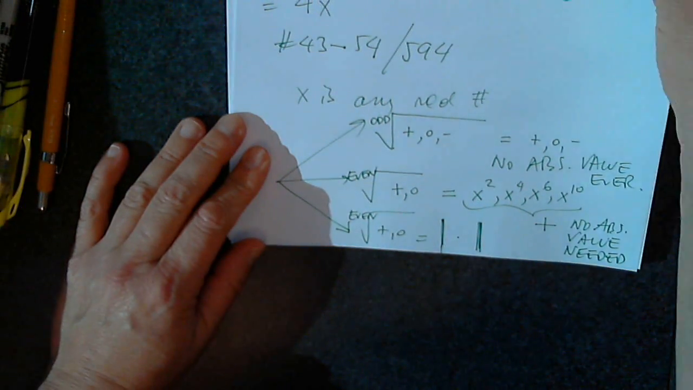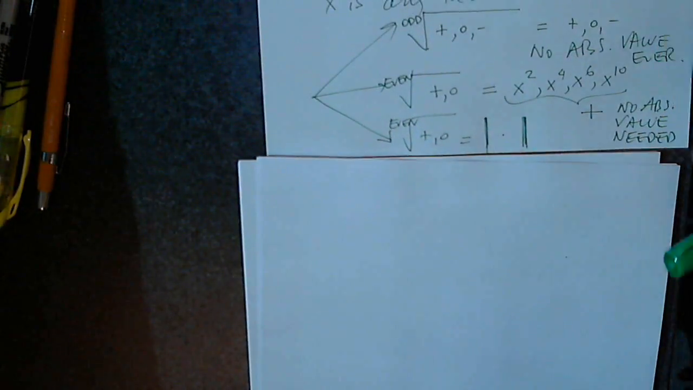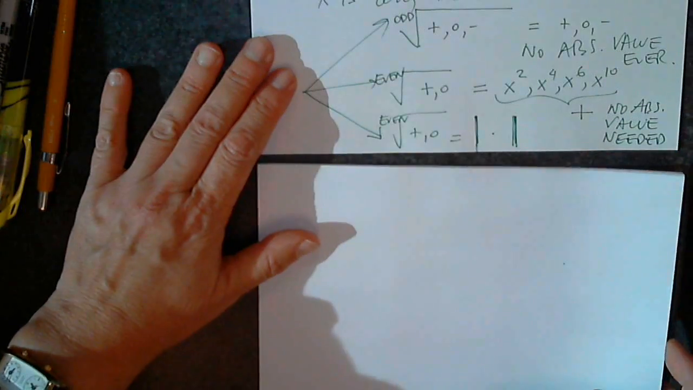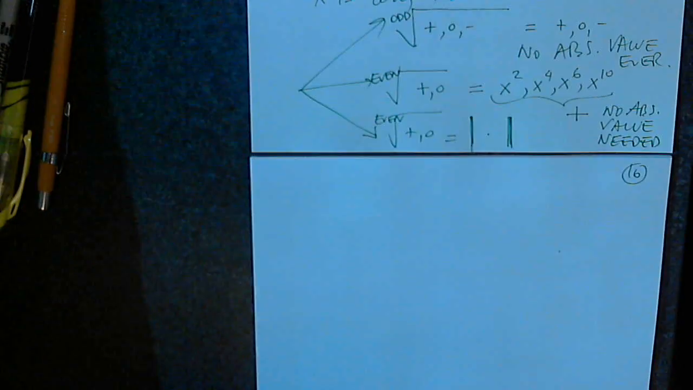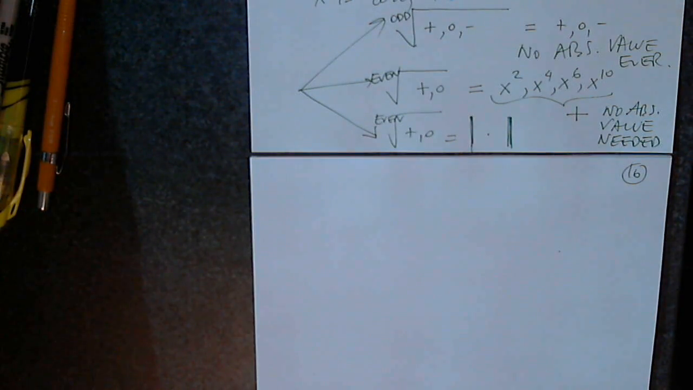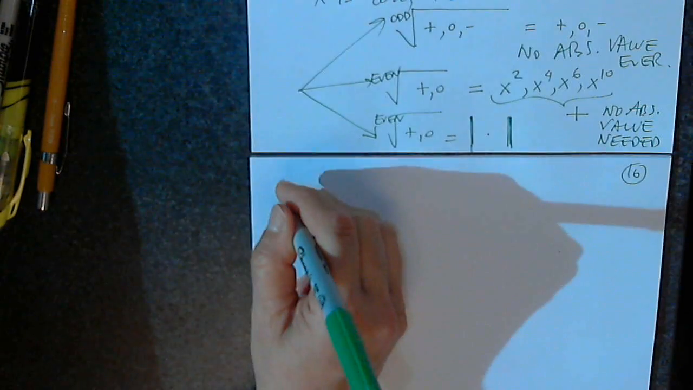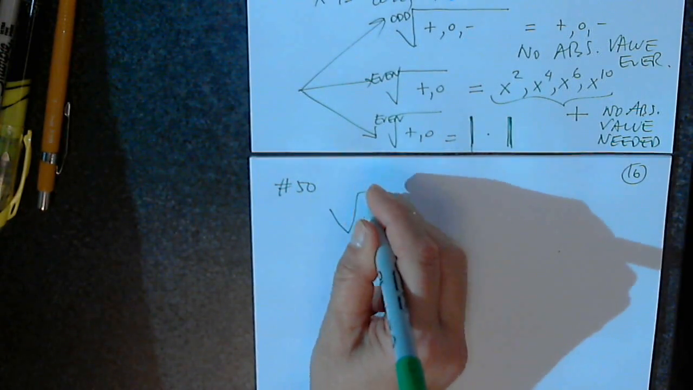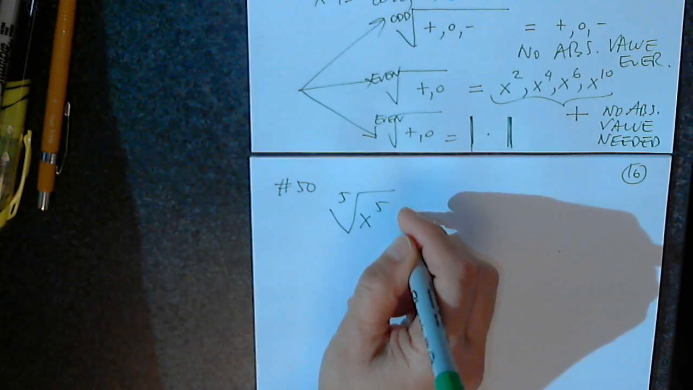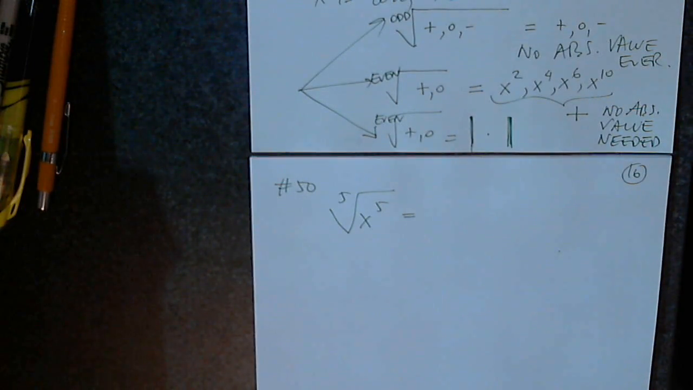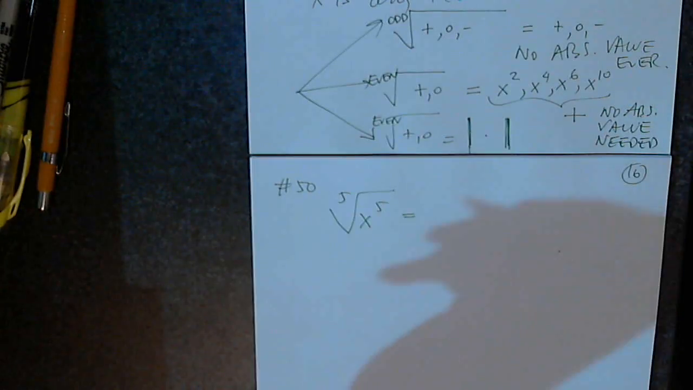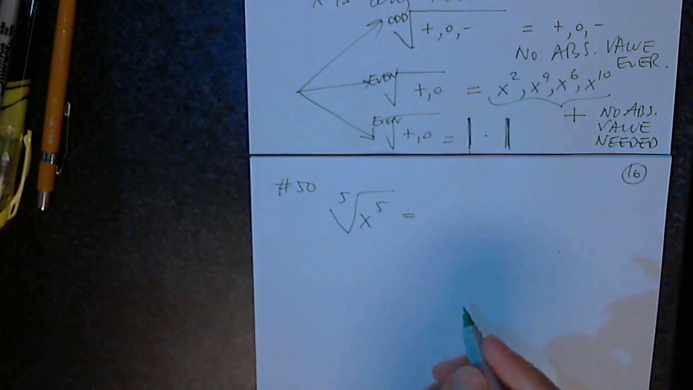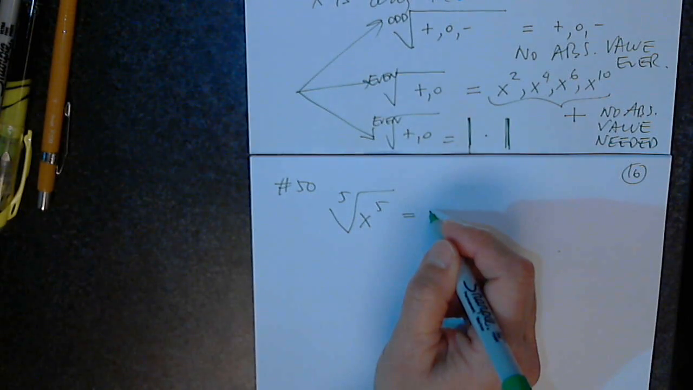And now we can look at examples from 43 through 54 on page 594. I'm going to start with problem 50, in which I have the 5th root of x to the 5th. First of all, which of these 3 cases are we looking at? Case 1, 2, or 3? So what is the answer? That's it? I don't have to think.